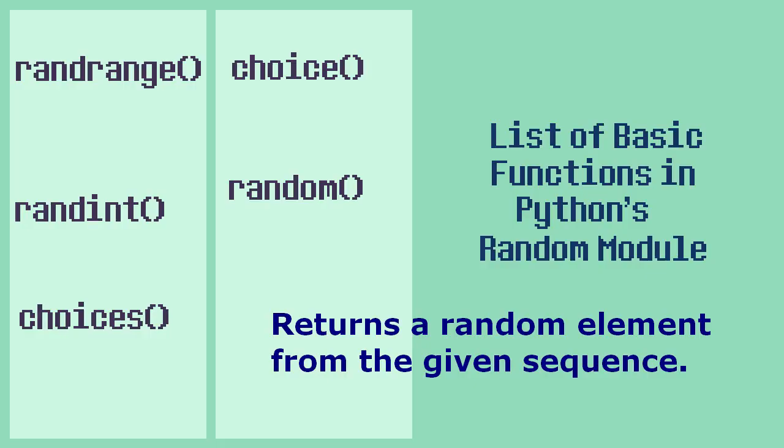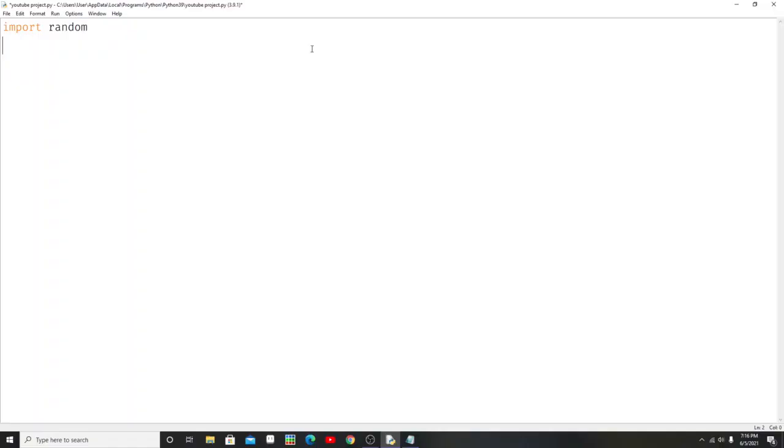The next function we will be looking at is choice. This returns a random element from within the given sequence. For example, if we type in my list is equal to 0, 1, 2, 3, 4, 5, 6, 7, 8, 9, and print my list, what this will do is print my list which we have assigned these numbers, so they will print these numbers when we run this program.